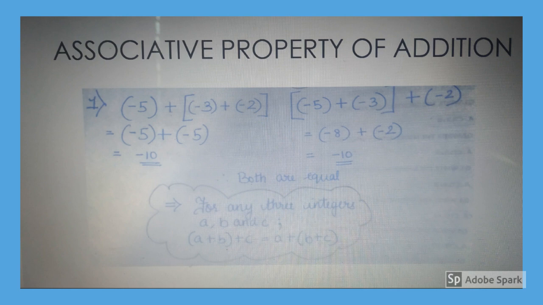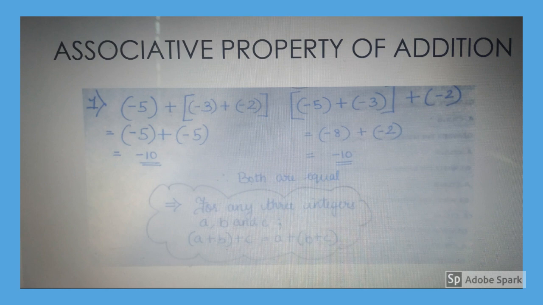Okay, guys, so let's take a quick recap and examples of associative property. We see the example minus 5 plus bracket minus 3 plus minus 2, which will be equal to minus 5 plus minus 5, which is minus 10. So minus 3 and minus 2 are bracketed in the first example. In the second example, minus 5 and minus 3 are bracketed, and the answer is also minus 10. So both are equal.